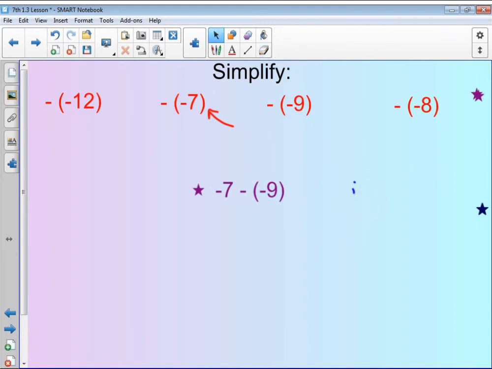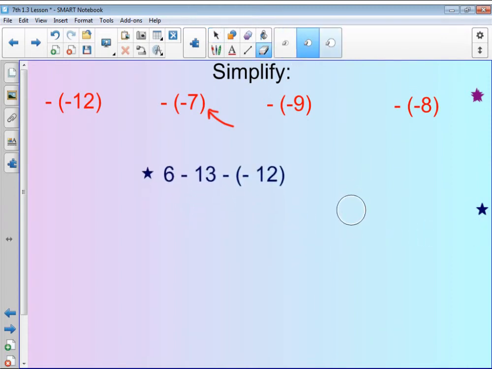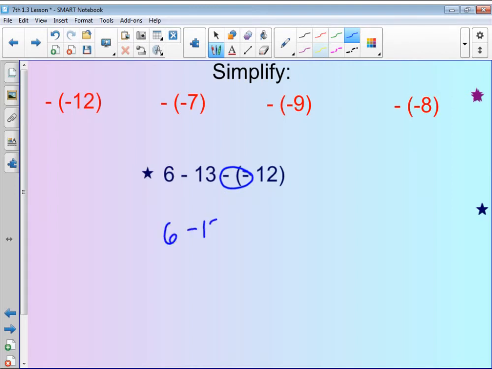All right, let's see what else we have over here. Okay, so that was pretty basic. Here's one where it's a little more complex. Okay, now we've added another number in there. We're still going to do the basic of simplifying those double negatives first. Okay, and then we're just going to work left to right because it'll all be addition, subtraction. So here I see that double negative. I want to simplify that. So we have 6 minus 13. These right here become a plus sign, so plus 12.